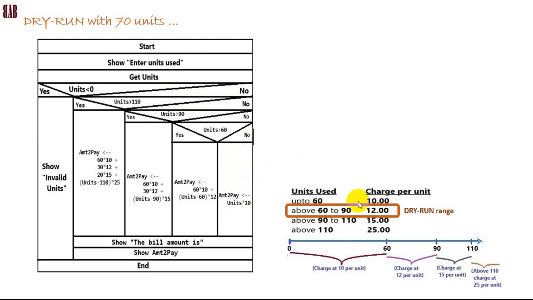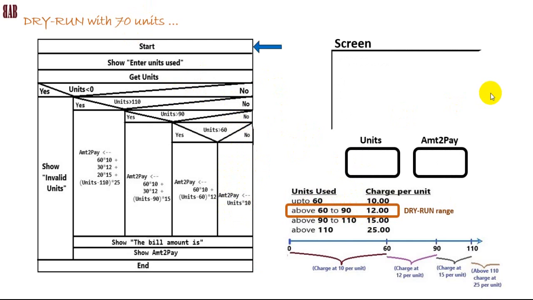Do the 70. 70 means we are putting a range here, this range, 60 to 90. 70 is within that, right? So now we are going to try run with this one. So again, screen the two variables. You start, go to this, enter units used, then you go here, accept value, you are going to put 70. 70 goes there, type, that will be accepted by the units.